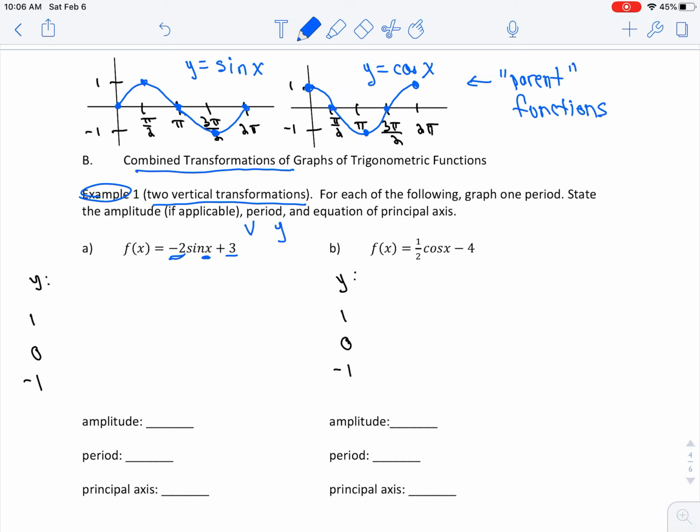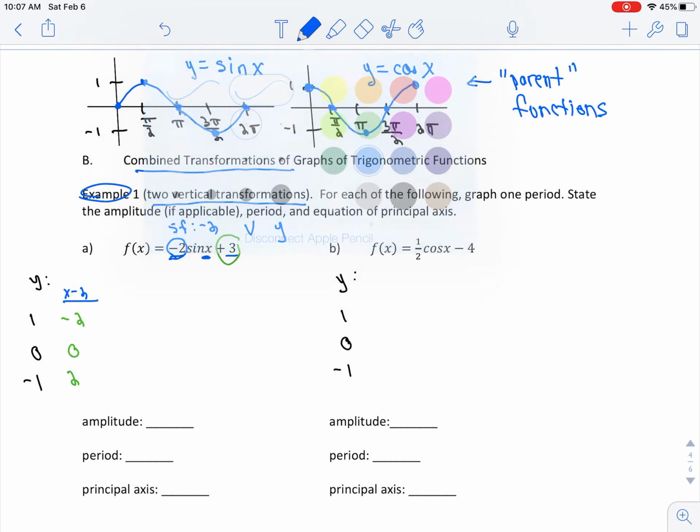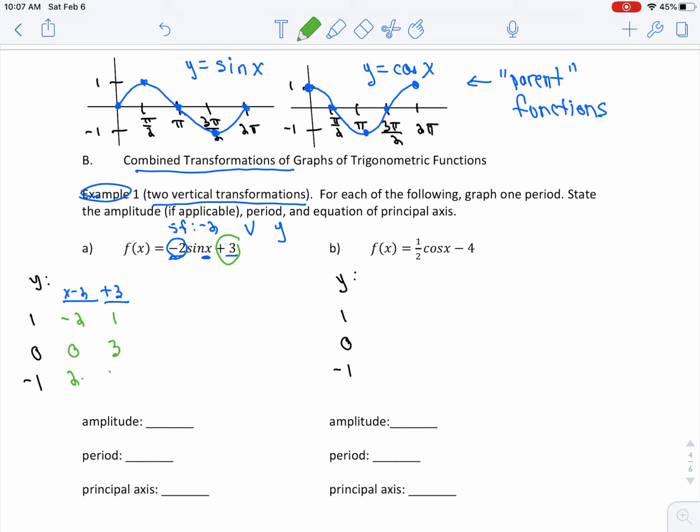So remember that the stretching and the reflecting comes first. And when you do that, we're going to multiply. Our scale factor is -2. And so that means we're going to first multiply the y values by -2. And so if I do that, I end up with -2, 0, and 2, +2. Then we have the +3, and so the next thing we're going to do is add 3 to those values. And so when I do that, -2 + 3 gives me 1, 0 + 3 gives me 3, 2 + 3 gives me 5. So those are our new y values.